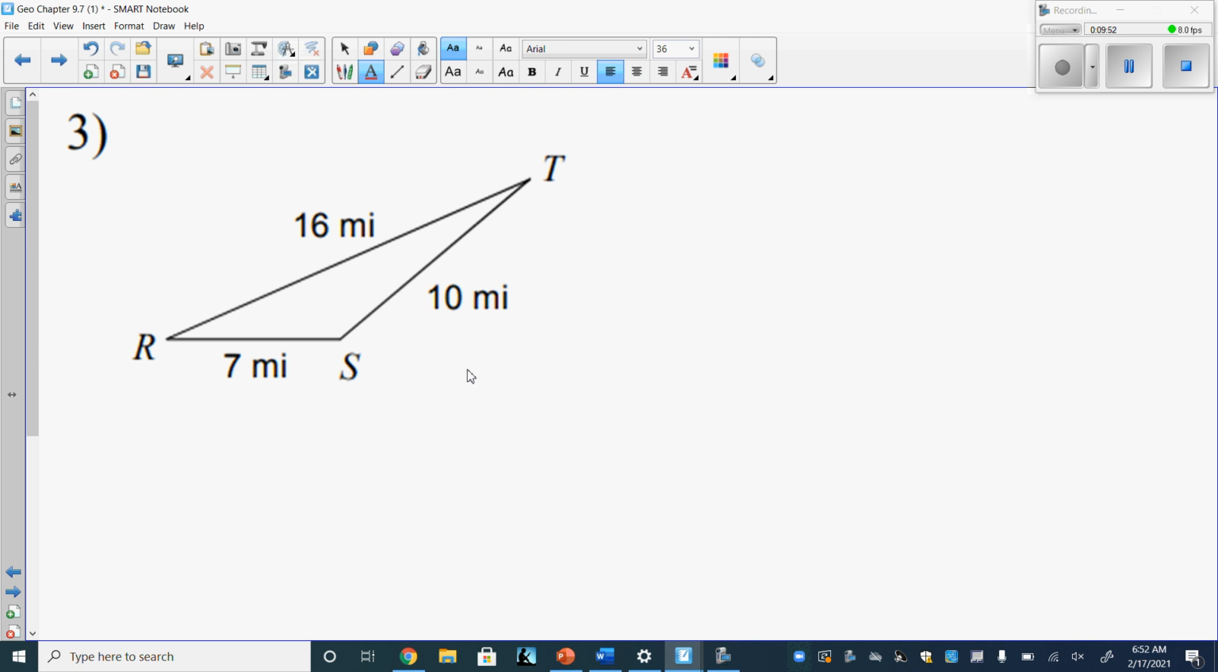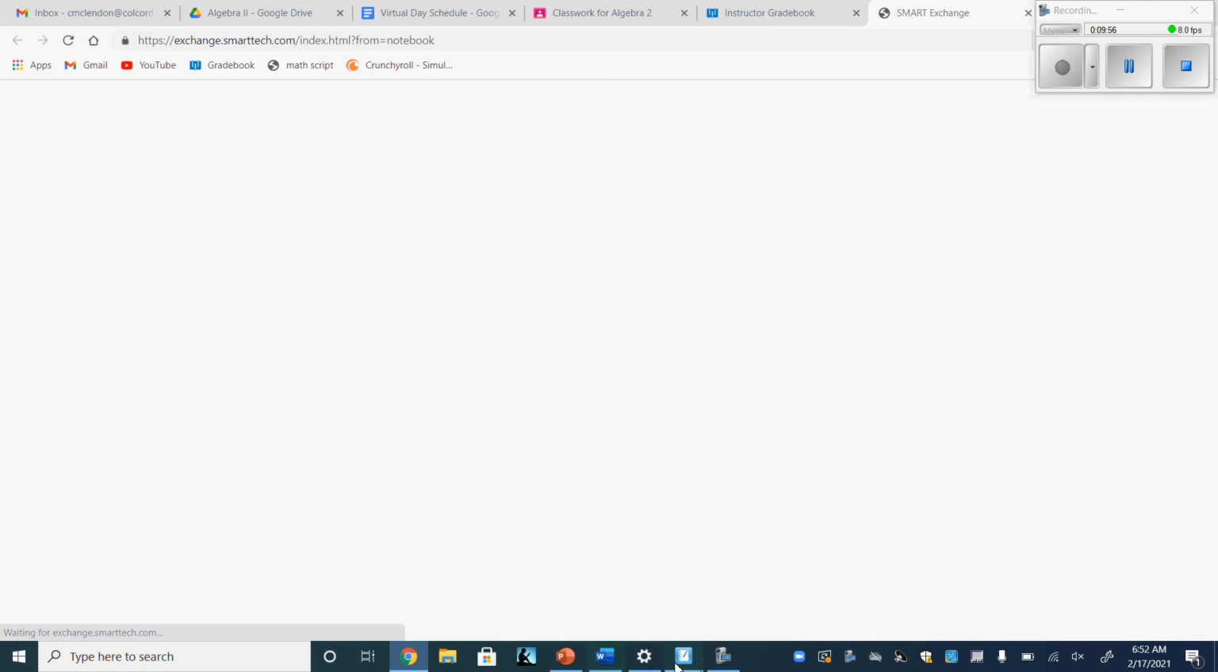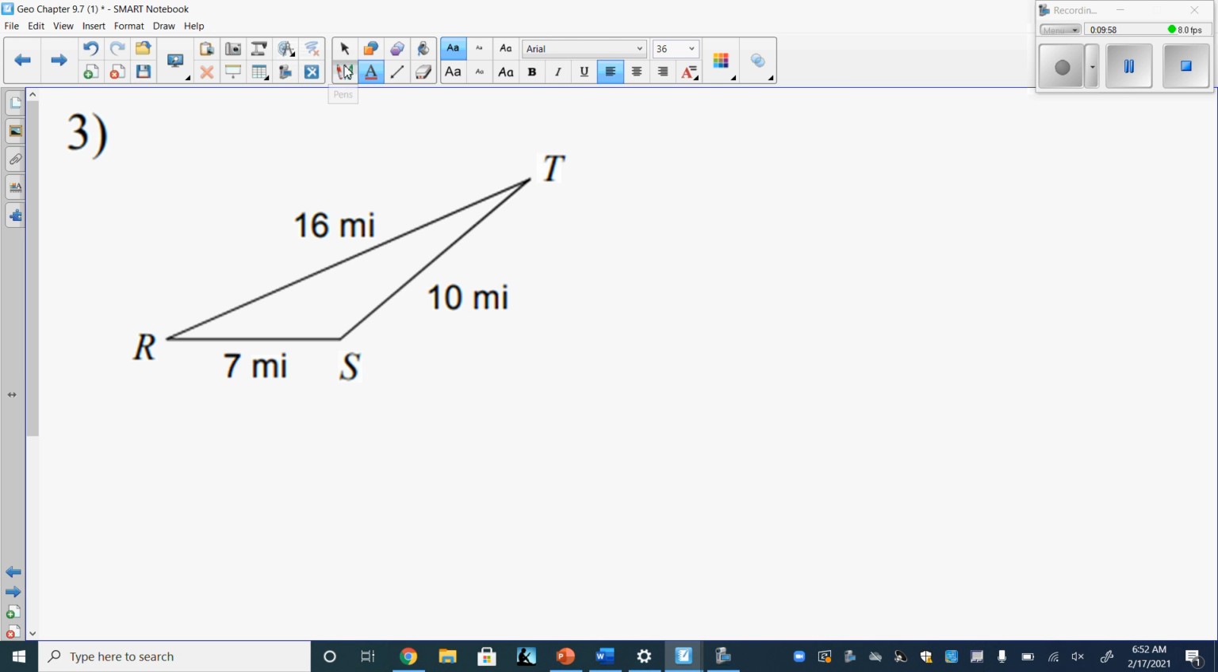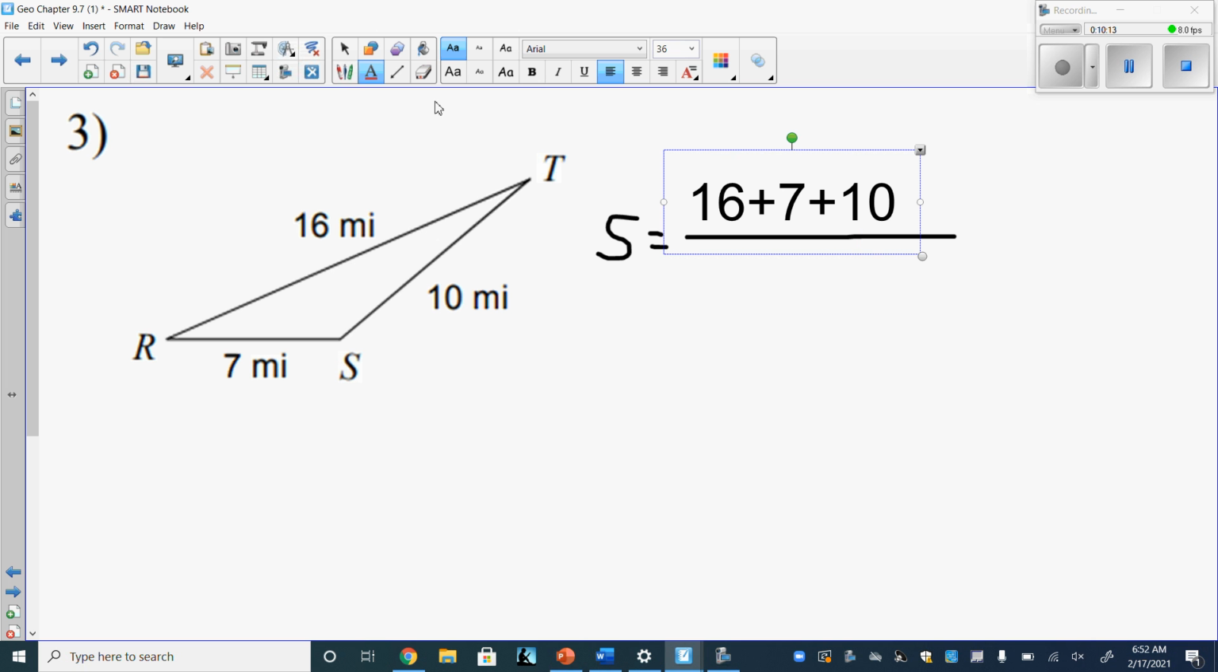So we'll look at two more. We'll look at this one and the next one. So again, when we solve these here, the first thing we have to find is the S value. Now to find this value, we're going to add all the side lengths together. 16 plus 7 plus 10. Take all these together and divide it by 2.